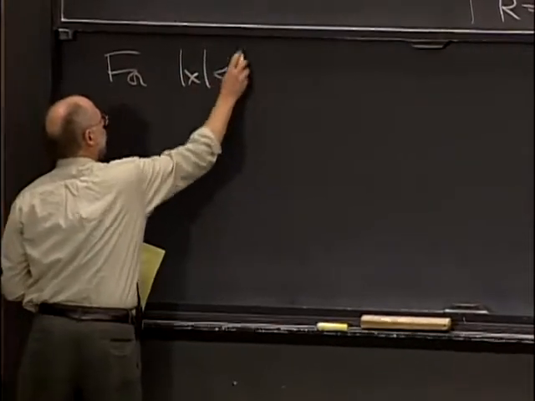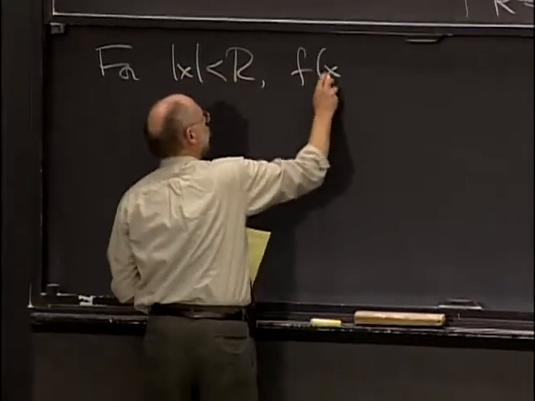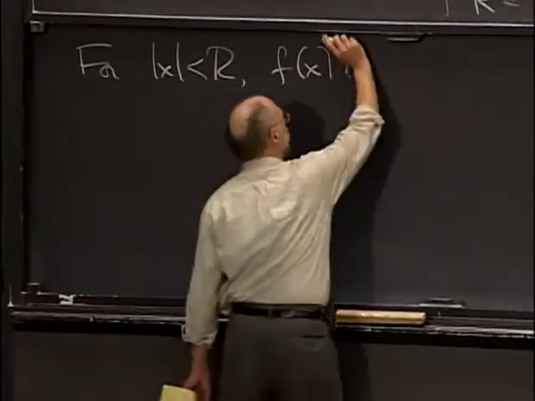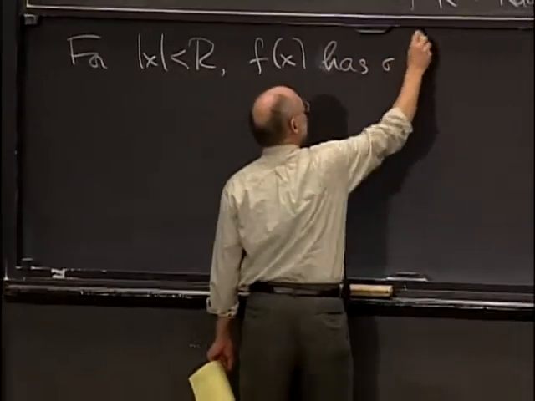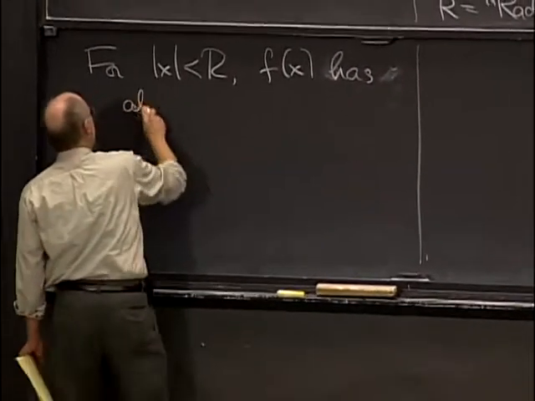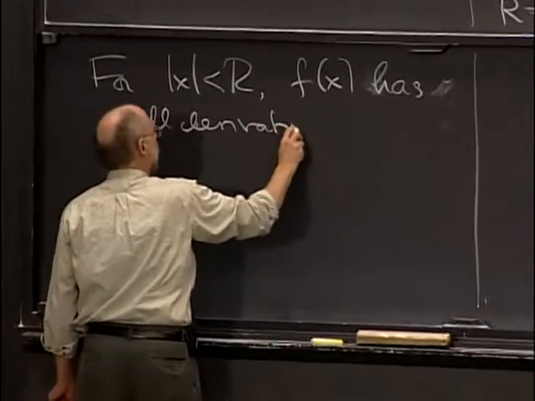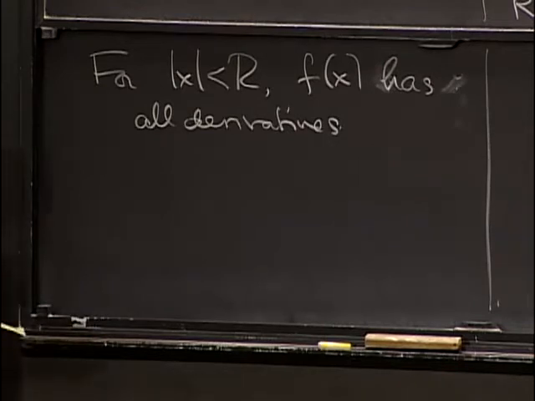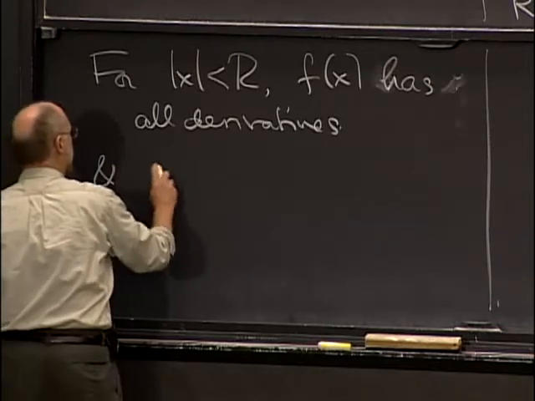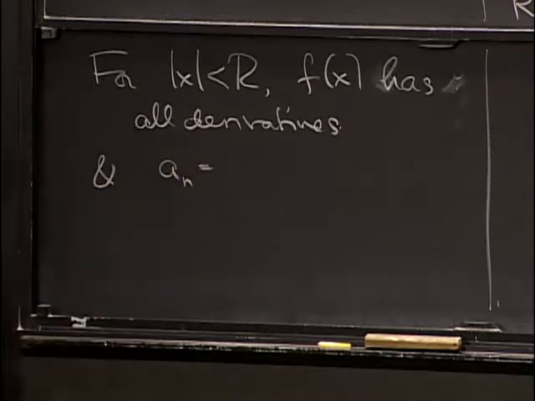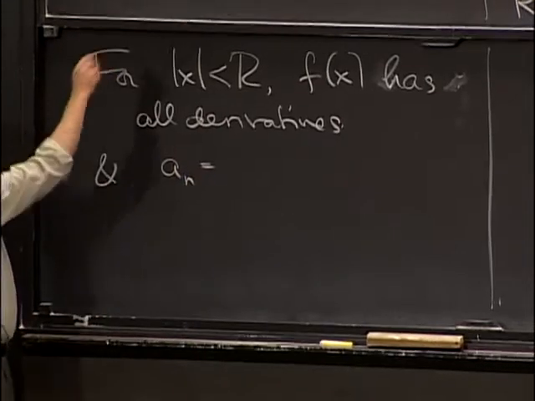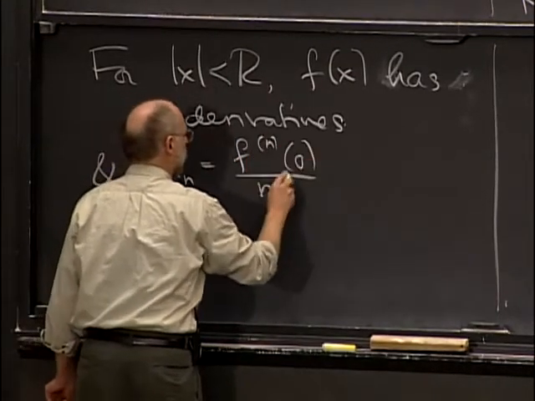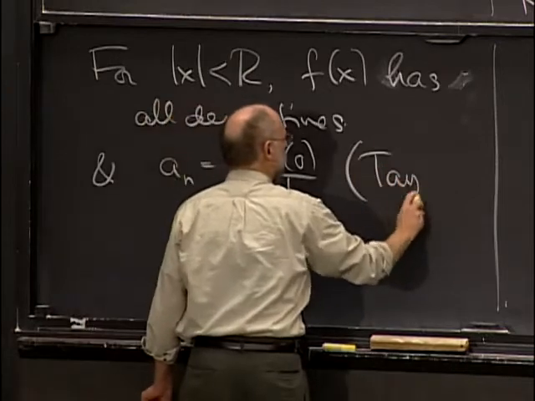If you're inside of the radius of convergence, then the function has all its derivatives, just like a polynomial does. You can differentiate it over and over again. And in terms of those derivatives, the number a sub n in the power series can be expressed in terms of the value of the derivative at 0. And this is called Taylor's formula.